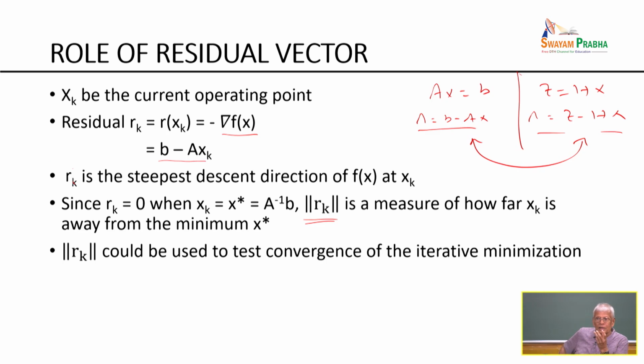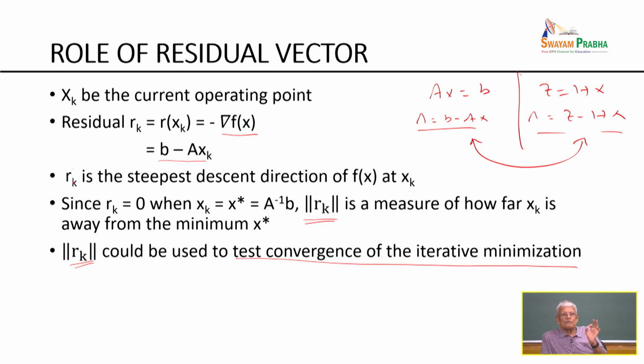This is a very interesting mathematical fact. I do not know where x star is. At x star, the residual must be 0. At any other point, the residual will not be 0. So, the residual being not 0 is an indicator that I am not at my promised land. Therefore, the norm of the residual can be used to test convergence of the iterative minimization.